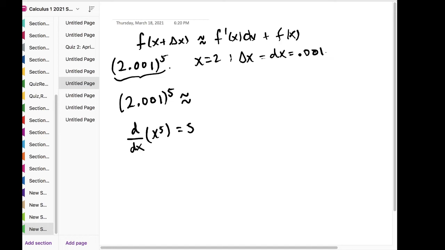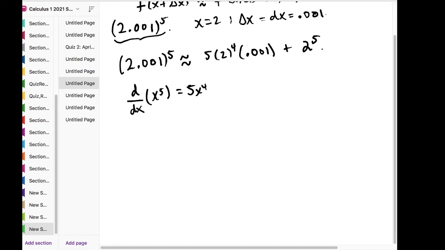5x to the fourth. So it's close to 5 times 2 to the fourth. What's delta x? It's 0.001. And what's f of x? It was 2 to the fifth. So this is 5 times 16 times 0.001 plus, that one was 32. 16 times 5, 80.